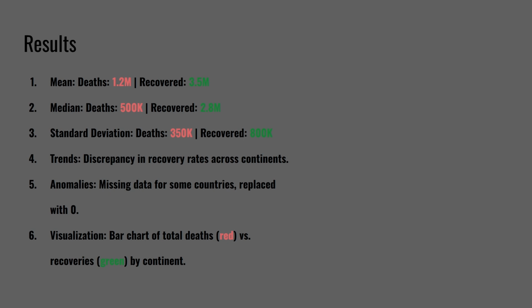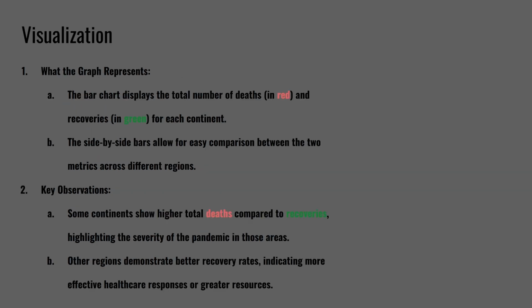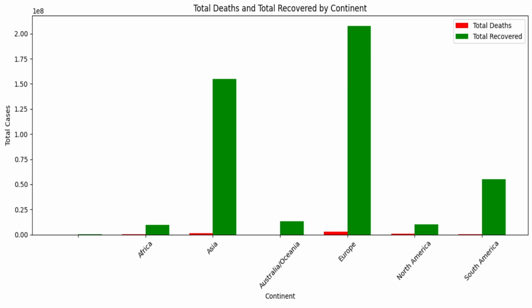The trends: a discrepancy in recovery rates across the continents. The anomalies: missing data for some countries, which I replaced with zeros. And my bar chart, which we'll see in a second, just shows the total deaths versus the recoveries by continent. And here's my bar chart.